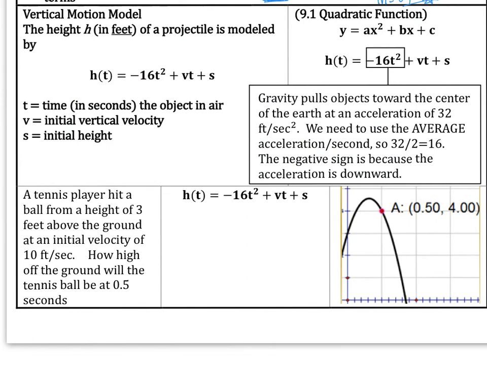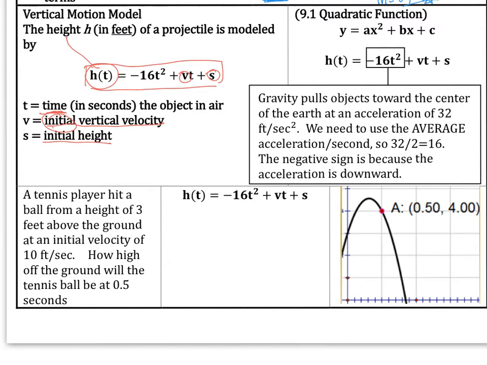Okay, now I'm going to teach you what the vertical motion model is, and you will definitely need to use this model for your projects. Okay, here we have what we call the vertical motion model. h of t equals negative 16t squared plus vt plus s. h here represents the height, and t stands for the time. The v stands for the initial vertical velocity, meaning the beginning. And s stands for the initial height at the beginning of the motion.